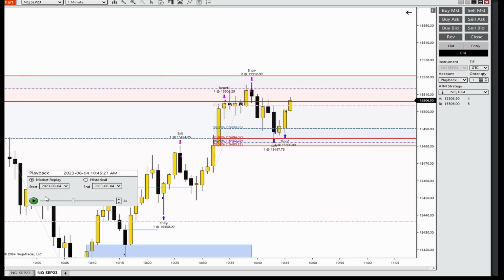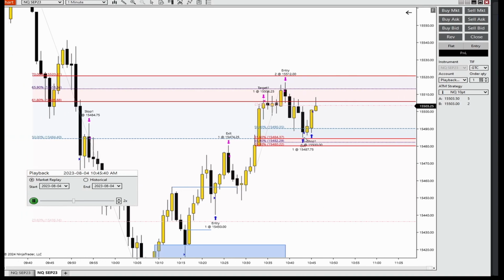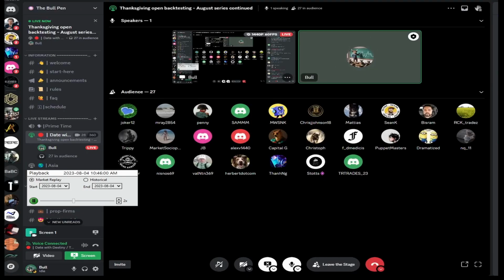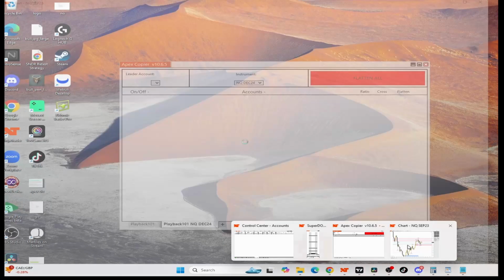Away we go. Right? Now, ideally, we get a sweep of this low. I would be all over that for a long, especially if we fail underneath it. New high. Where are we at?